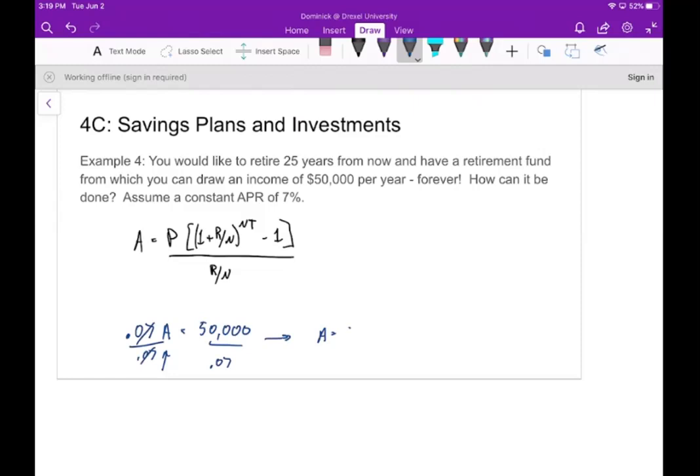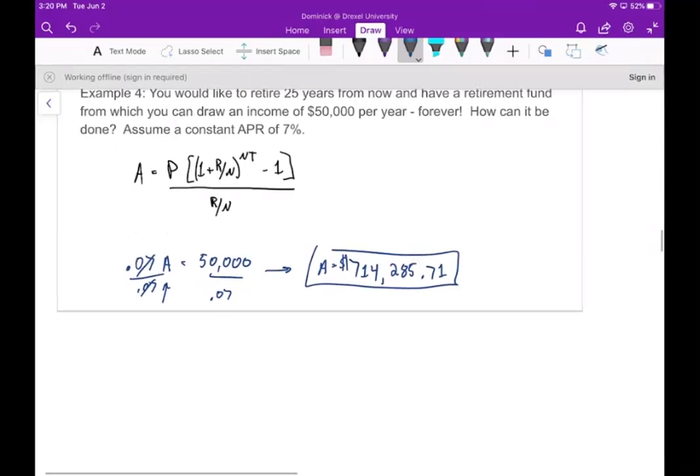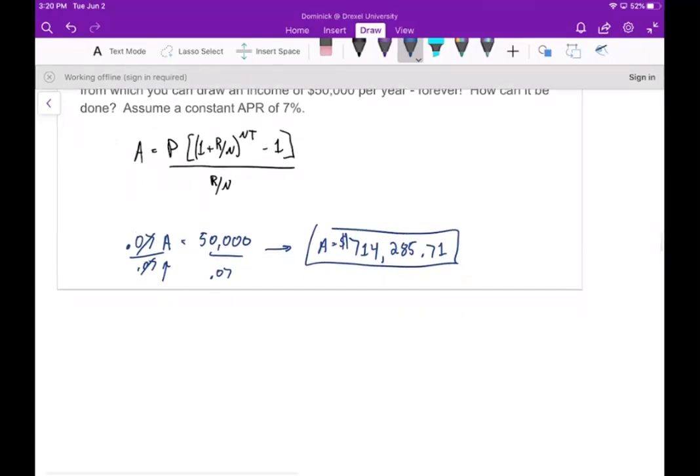And then that will give us that we need to have $714,285.71. Right? So that's how much needs to be in there in order to generate $50,000 per year in interest alone. Right? So now what we can do is solve for the payment amount that would get this. So now I need to solve just like before when we had P is equal to A times R over N to the 1 plus R over N to the N times T minus 1. We can solve for the payment amount.